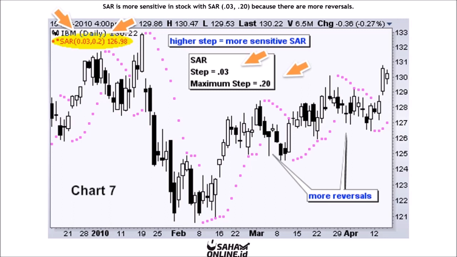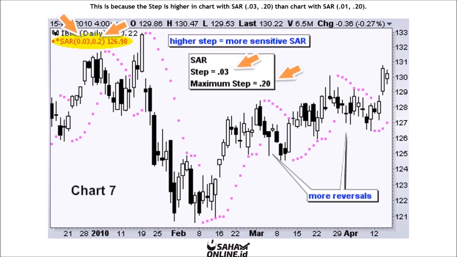SAR is more sensitive in stock with SAR 0.03, 0.20, because there are more reversals. This is because the step is higher in chart with SAR 0.03, 0.20 than chart with SAR 0.01, 0.20.